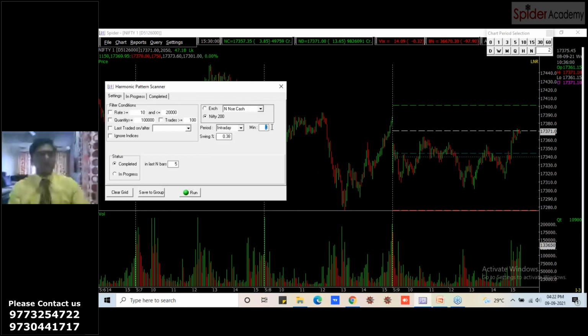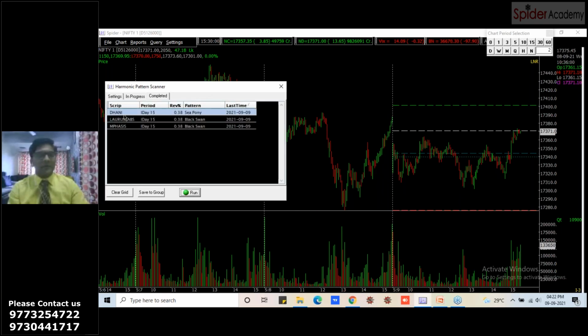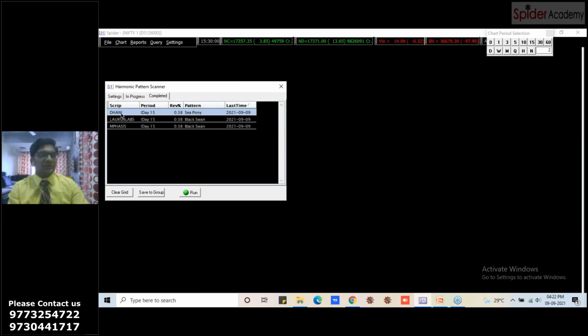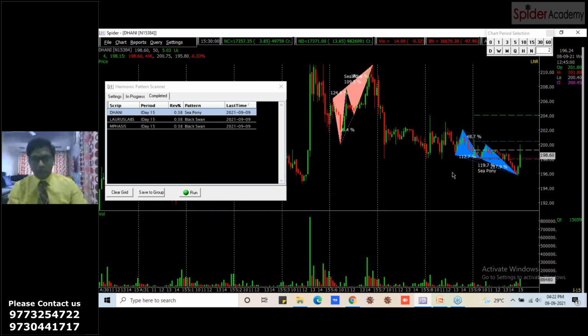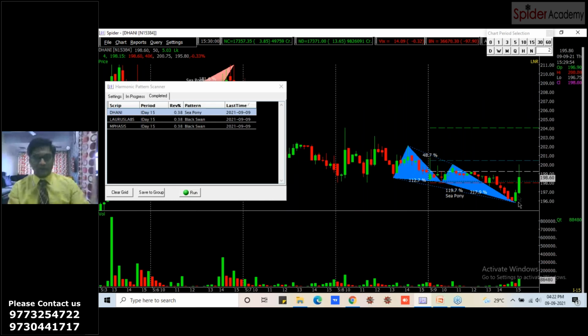We can even go to the 15 minutes. Here we scan it, and we have 3 scripts with a harmonic pattern based on the 0.38 reversal. The first is Dhani. Here we can see we have an example for intraday too. Here we had a bullish pattern. I would have taken a trade above this particular high, roughly around 197.